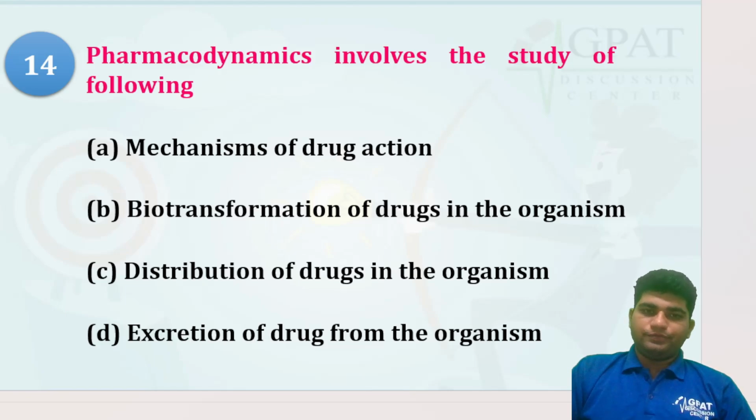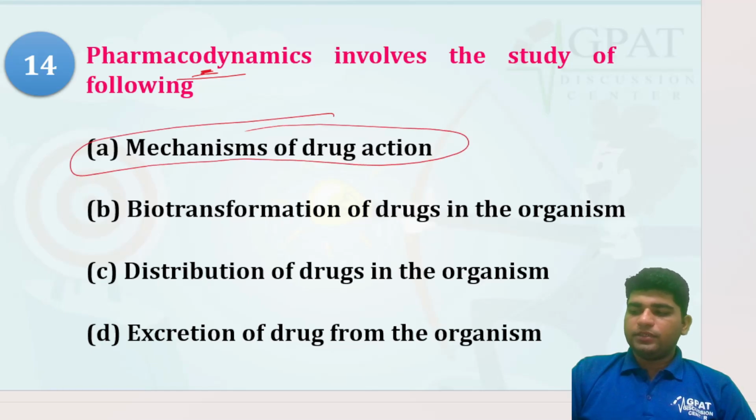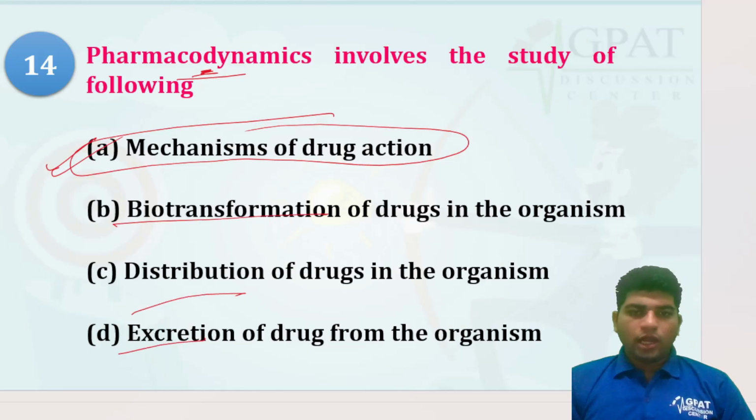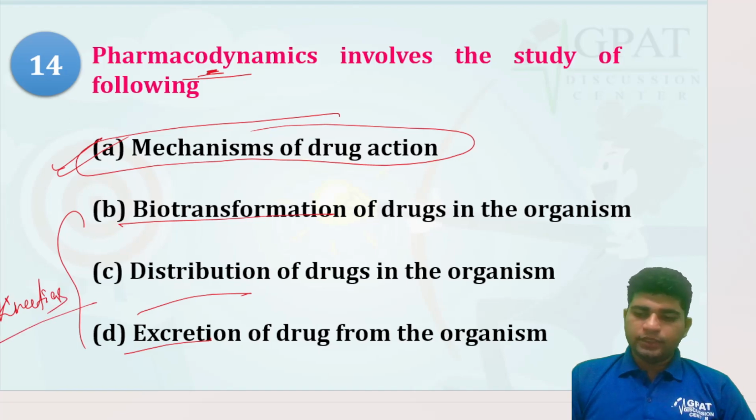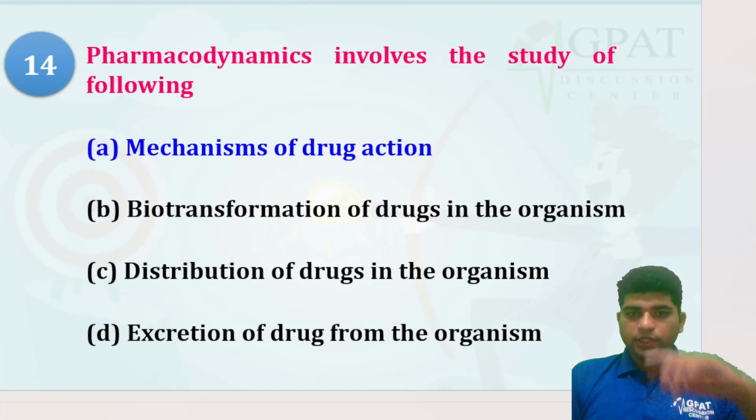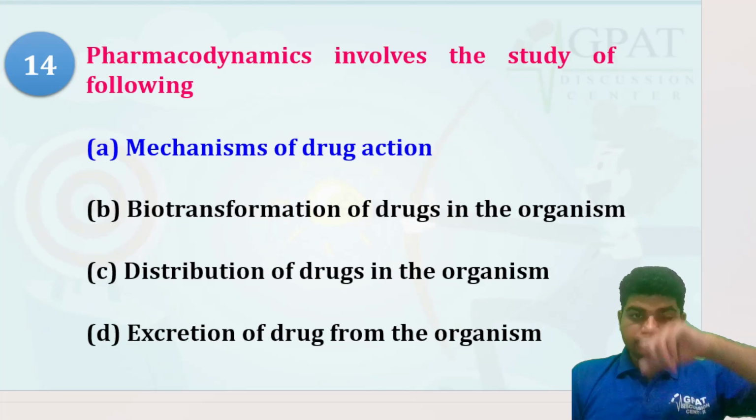Pharmacodynamics involves the study of what? D for drug: what the drug does to the body. So which of these does it include? The mechanism of drug action. Very simple. The mechanism of drug action is involved in pharmacodynamics. The rest of the things, that is biotransformation, which is itself metabolism, distribution, excretion, and absorption, are a part of kinetics. So the answer will be the mechanism of drug action.